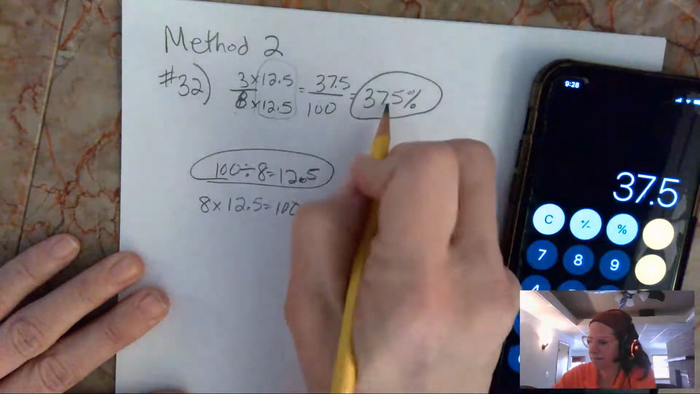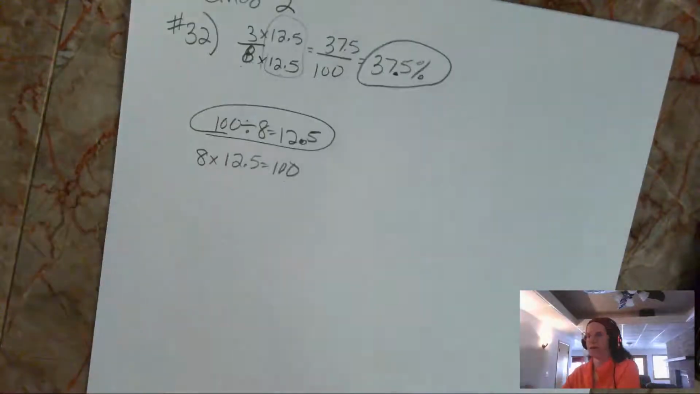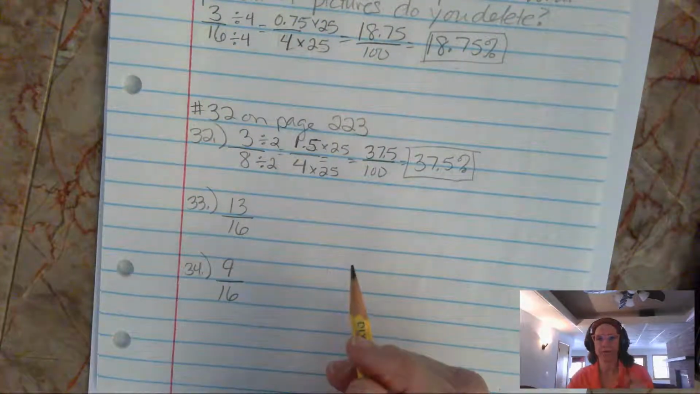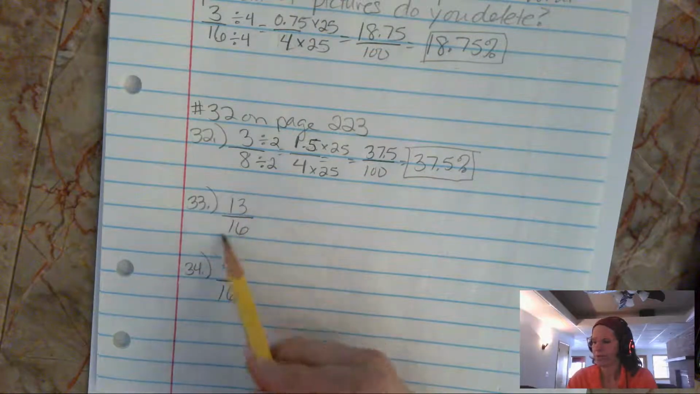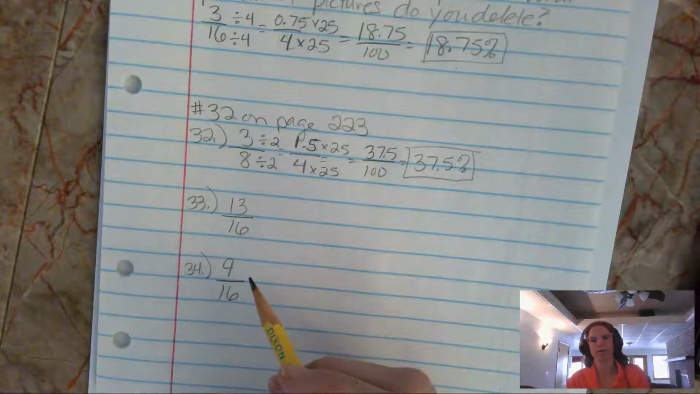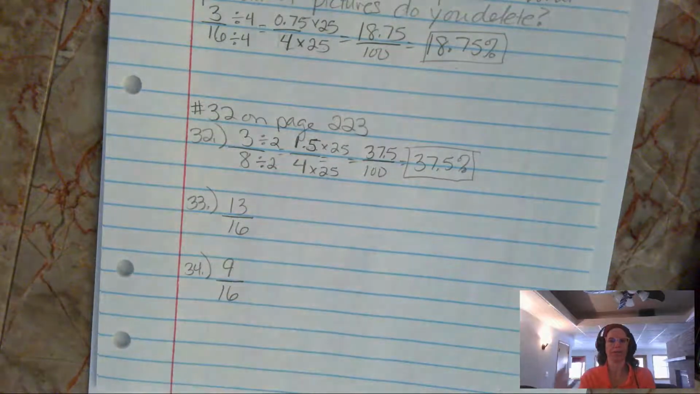Ta-da! All right, so what I want you to do right now on your piece of paper, and I want you to be using notebook pieces of paper right now, trust me, is try number 33. You can use either method. Go ahead and pause the video. I'm going to work on it, you work on it, and then we'll compare answers. Do number 33, please.